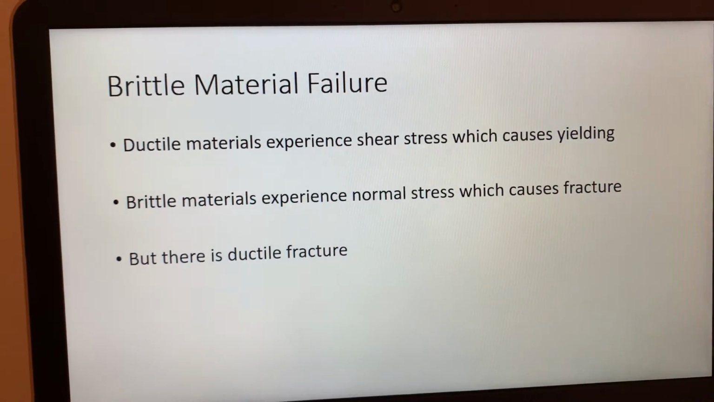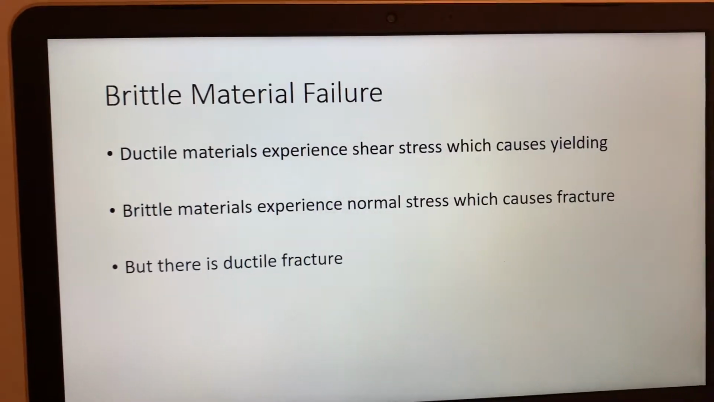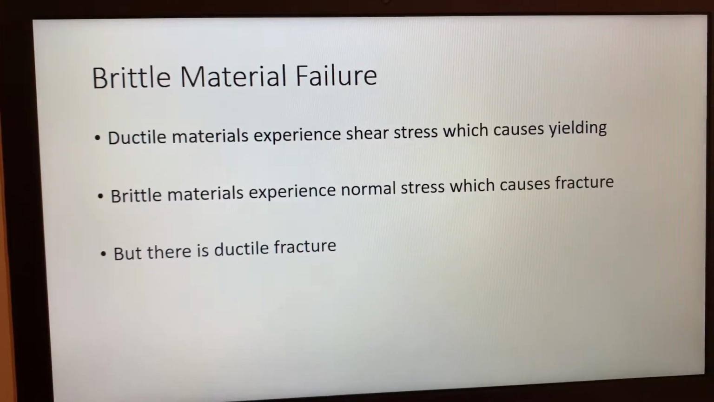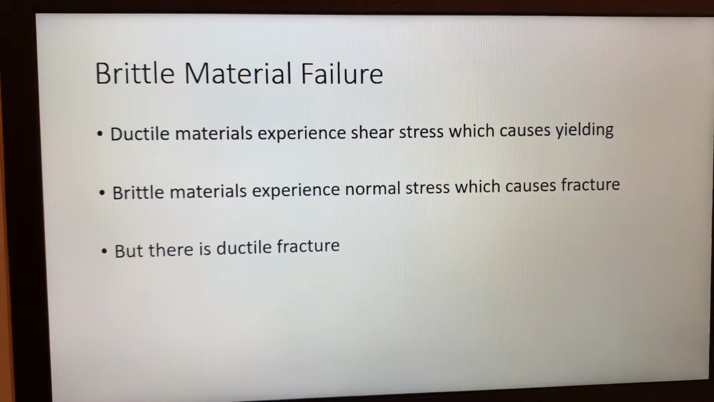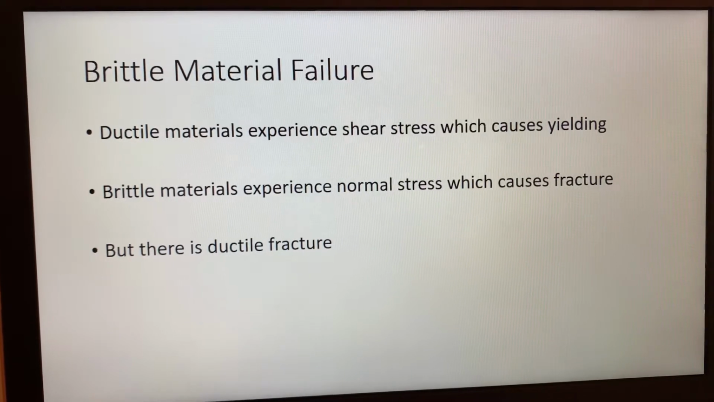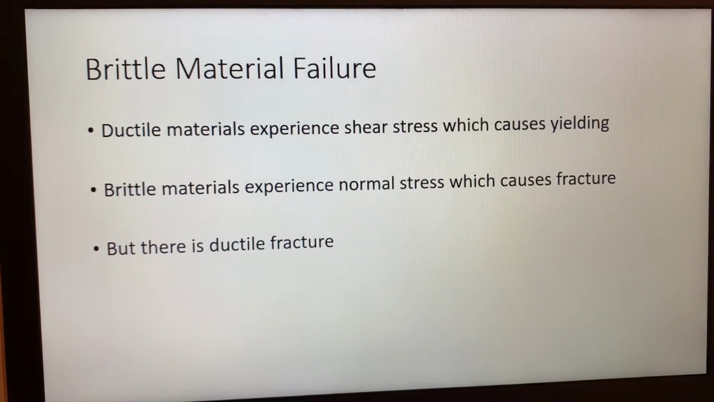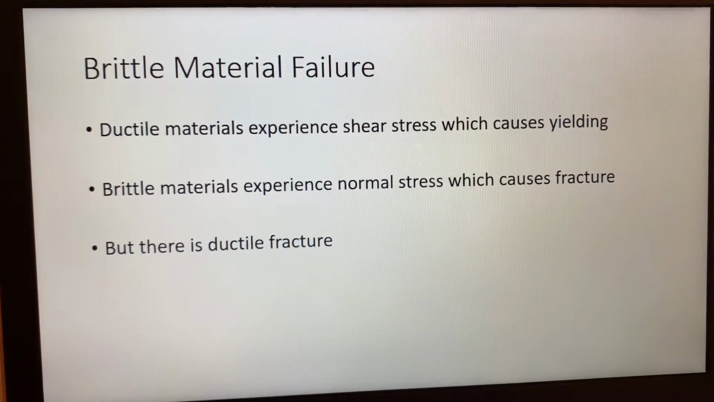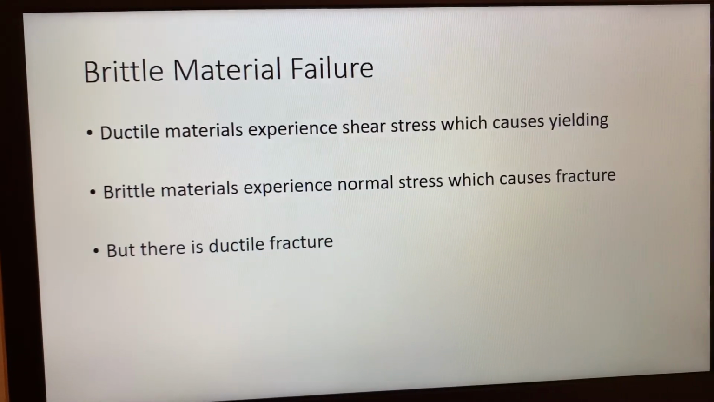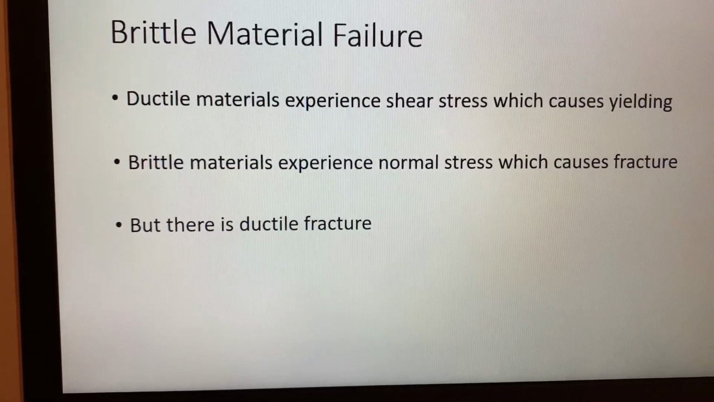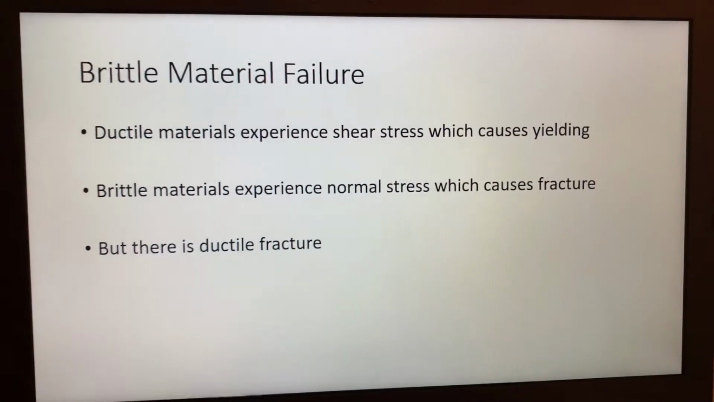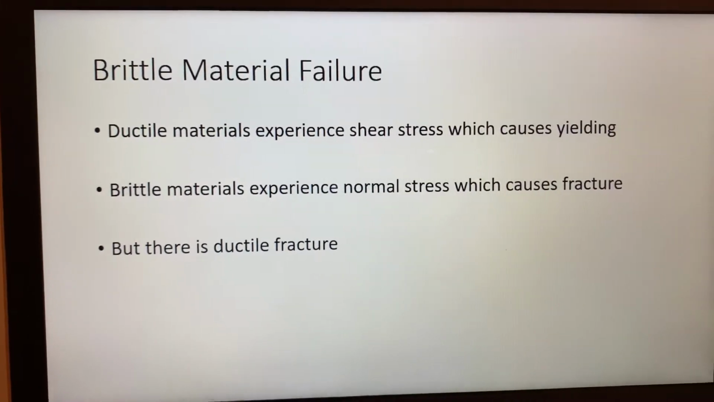Next we have brittle material failure. Ductile materials experience shear stress, which causes yielding, but more brittle materials experience normal stress, which causes fracture. Sort of the difference there. So a ductile material will experience the shear stress and it'll yield, but it will also fracture eventually, while a brittle material will fracture with little to no yielding at all.